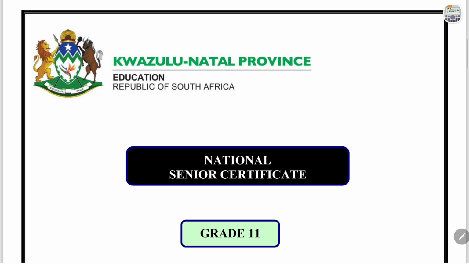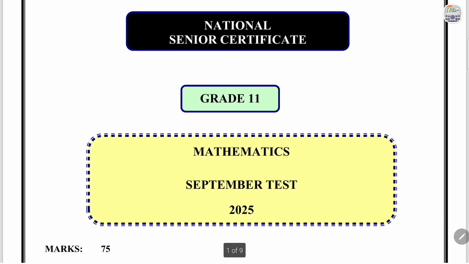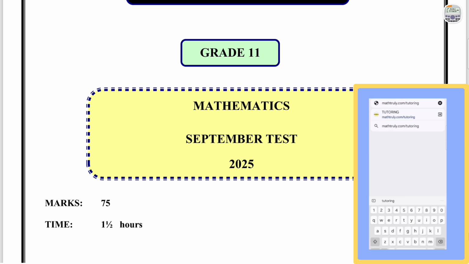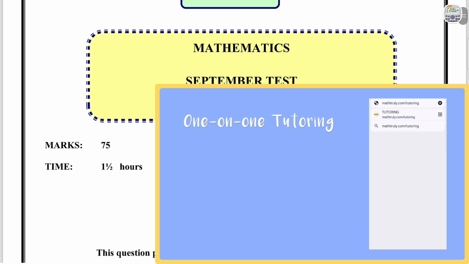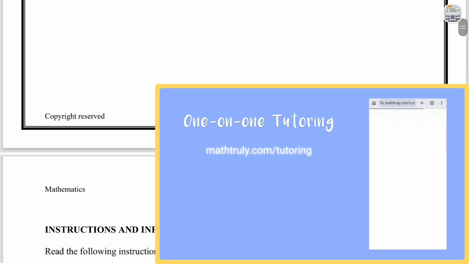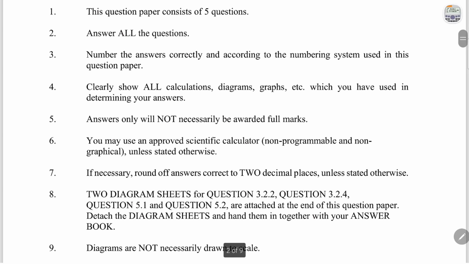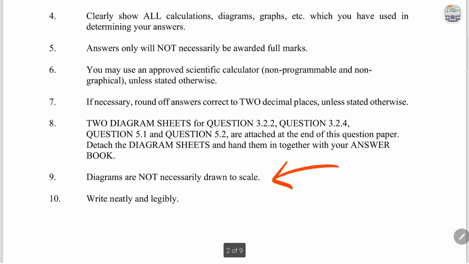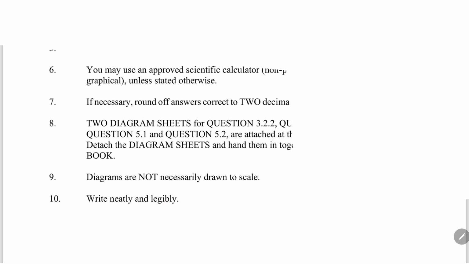In this video we will be working on KZN's grade 11 mathematics September test for 2025. This test is worth 75 marks and the time allocated is 1.5 hours. Looking at the instructions, we will be rounding off to 2 decimal places unless stated otherwise. And of course remember that the diagrams are not necessarily drawn to scale. Okay, so with that being said, let's get into this video.